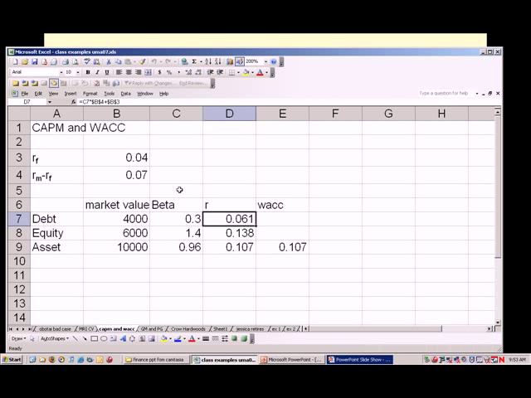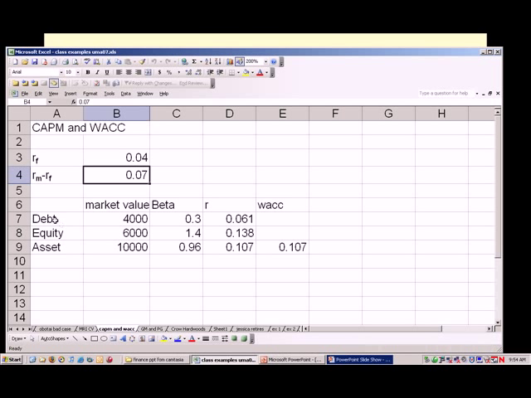We're back to the Excel file that we've been using throughout the course. This worksheet is entitled Capital Asset Pricing Model and Weighted Average Cost of Capital. I've indicated up here some parameters associated with the security market line that was in the previous slide. So let's say we have a risk-free rate of 4% and we have a market risk premium of 7%, so that the return on a diversified portfolio of stocks in the market would be 11%.